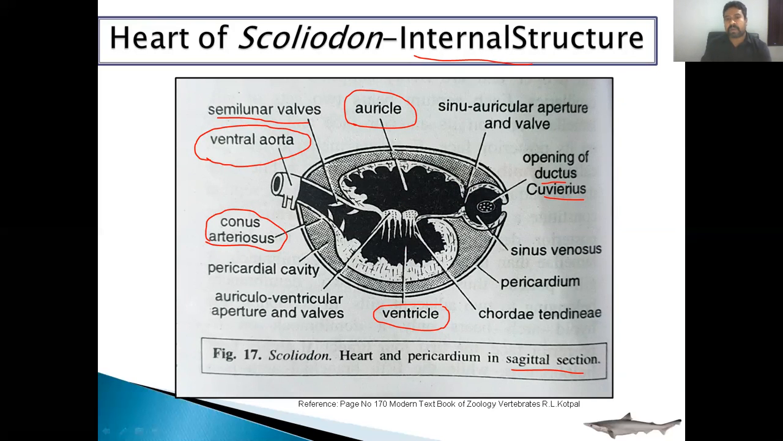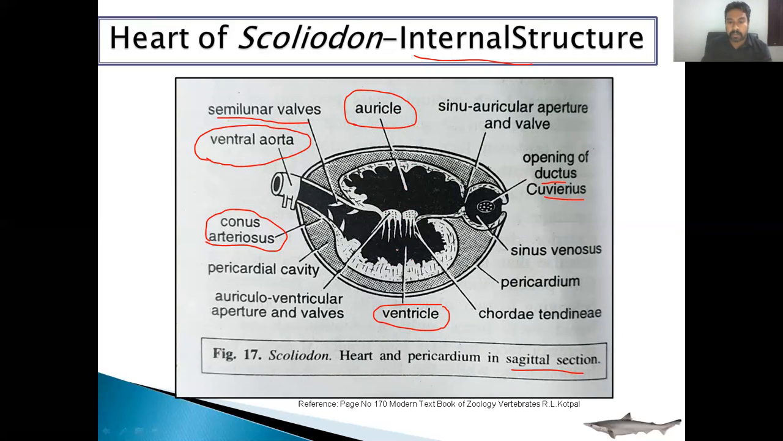Actually, the term auricle means ear. The structure is like our external ear, the human ear. This auricle has a thick wall, and it opens to the ventricle by an aperture called the auriculo-ventricular aperture. It is guarded by pocket-shaped valves, which prevent the backflow of the blood.